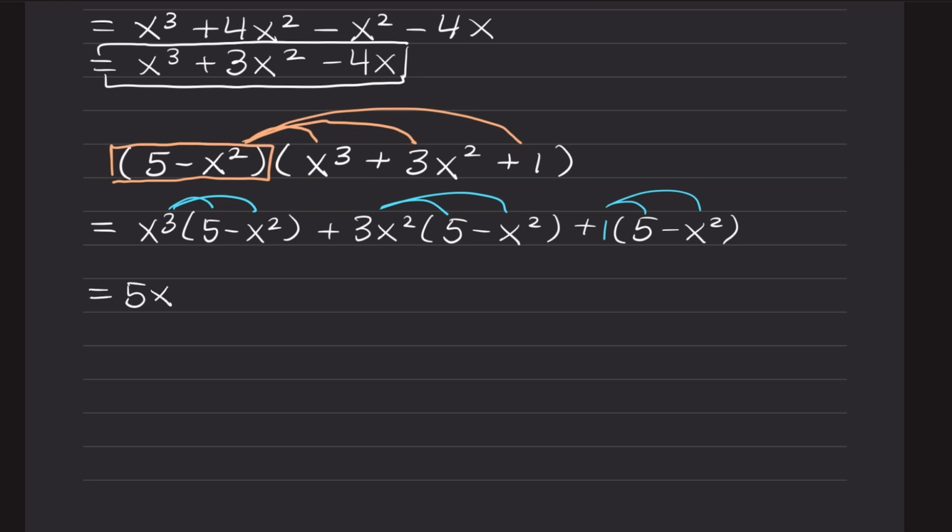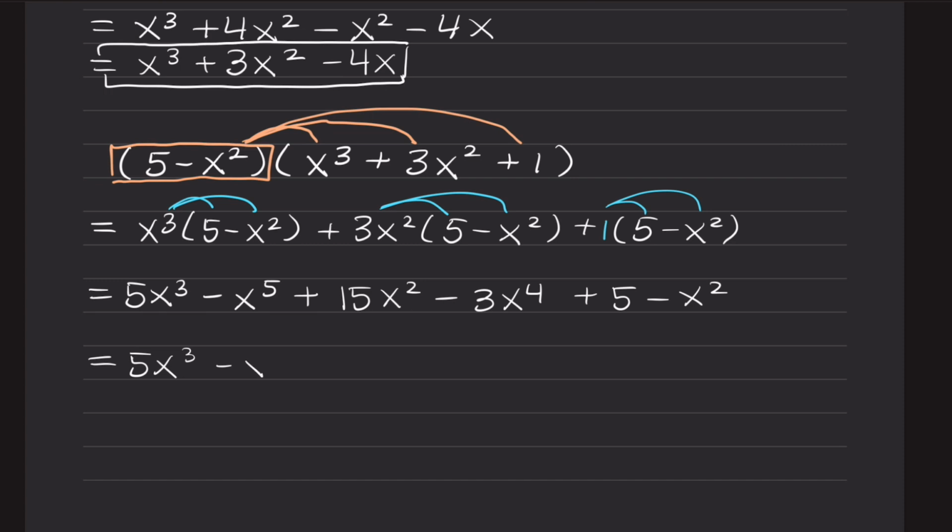So then we get 5x cubed minus x cubed times x squared is going to give me an x to the 5th. And then I have 15x squared minus 3x to the 4th plus 5 minus x squared. And now we go ahead and combine like terms. So I've got only one x cubed term, only one x to the 5th term. I have 2 of these x squared terms, so I'm going to combine them to make a plus 14x squared. And then I have this minus 3x to the 4th and plus 5.